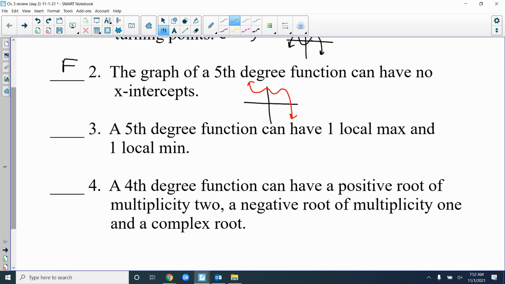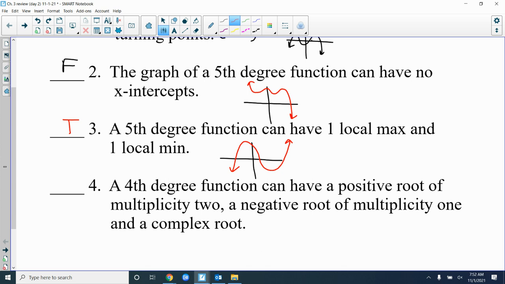A fifth degree function can have one local max and one local min. Well, can you draw out that situation? It has a max here and a min here. The minimum degree for that would be third degree, but could it be a fifth degree? Yeah, a fifth degree function can have one local max and one local min. You can give it a root of multiplicity, which would be fine. So this would be true. Really, any odd degree can model that, based upon whether they're complex roots or roots of multiplicity.